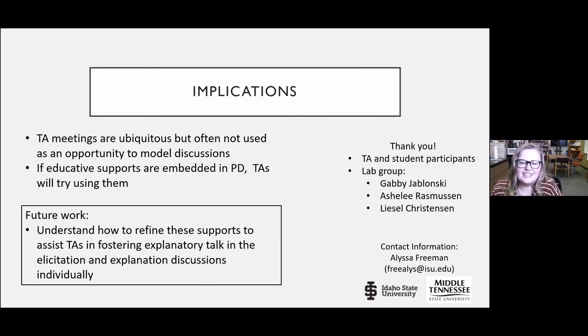And tomorrow we will hear about some current work from Evan Barnes focusing on talk moves and effective ways TAs sequence the talk moves to elicit rigorous contributions. So be sure to check that out. And with that, I'll take any questions.